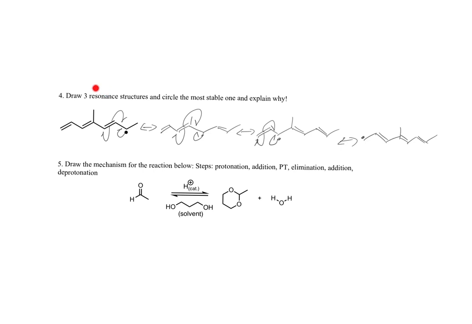Some resonance with radicals. The biggest thing here is just making sure you're moving the electrons to the right spots. 2 electrons come together and form a new pi bond. 1 electron needs to go to an atom, goes there, and so on and so forth. I think I asked which was the most stable. It's probably a bad question. I don't know which one's the most stable.